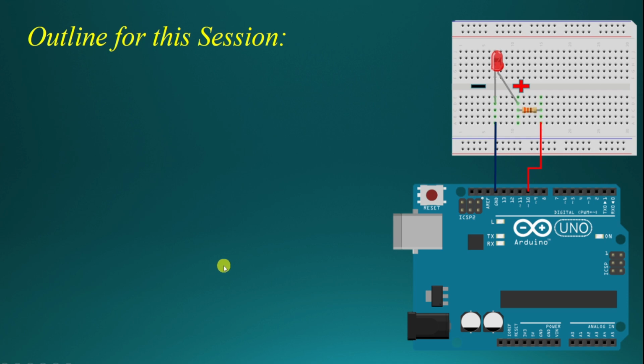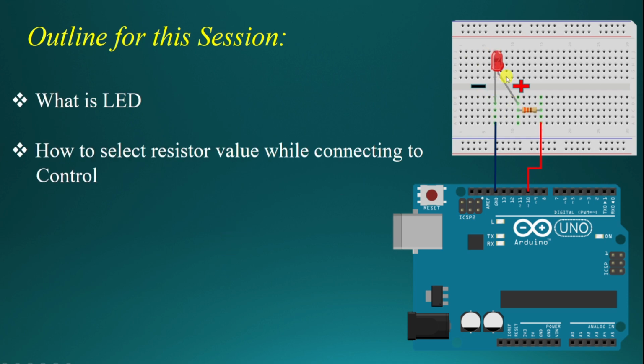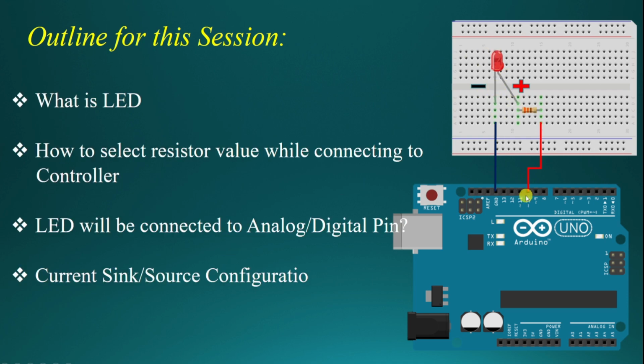So in this session, you will learn about what is LED. When LED is connected to a digital pin of Arduino Uno, it's connected via a resistor. So what is the significance of the resistor? How is its value calculated? It's connected either in series or in parallel. Why is LED always connected to a digital pin, not to an analog one?